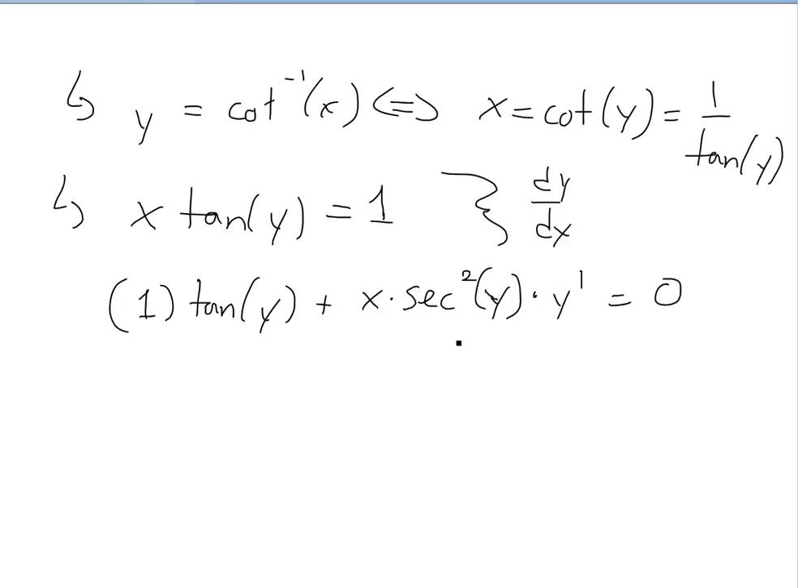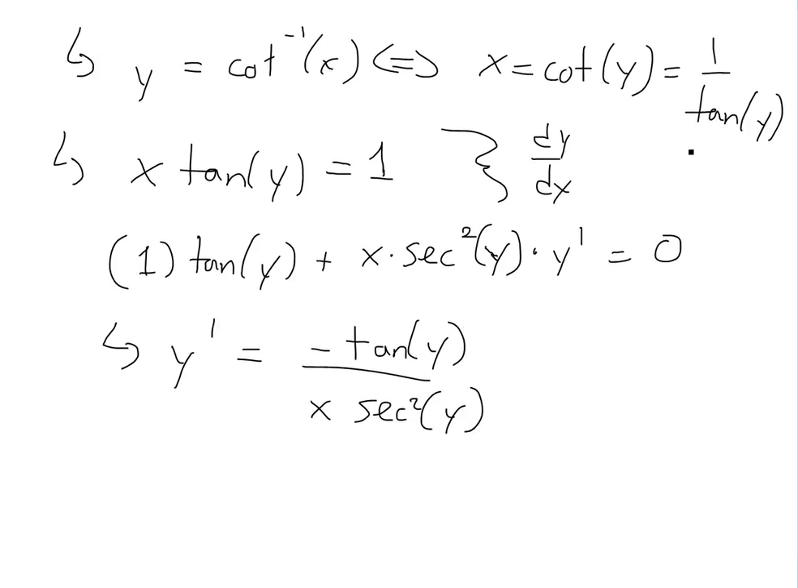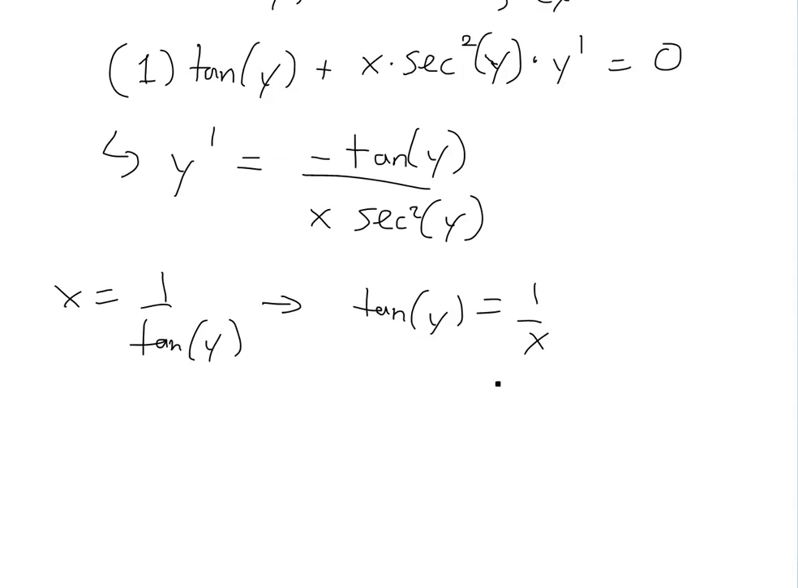But anyways, now we have this. Let's simplify this in terms of y prime, or the derivative. This is equal to, if we take this on the right side, tan y over x secant squared y. We have this function here, and recalling from above, we could write tan y in terms of x, because x is equal to 1 over tan y. So if we write tan y by itself, just flip it over, tan y equals 1 over x.